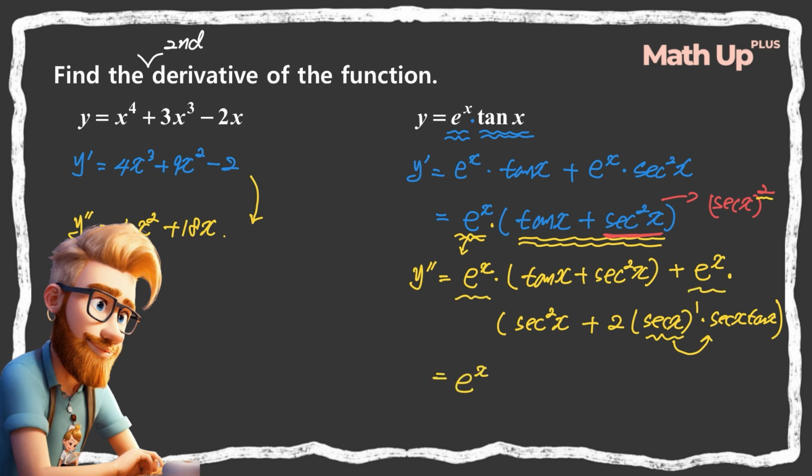So if we simplify this, factor out e to the x. So e to the x, parentheses, we have tangent x plus secant square x plus secant square x, 2 secant square x, plus, if we simplify this, secant x times secant x, that's secant square x. So 2 secant square x tangent x.